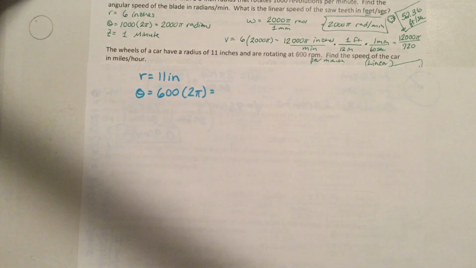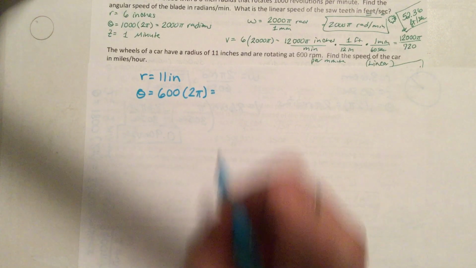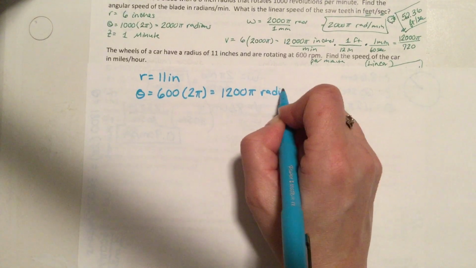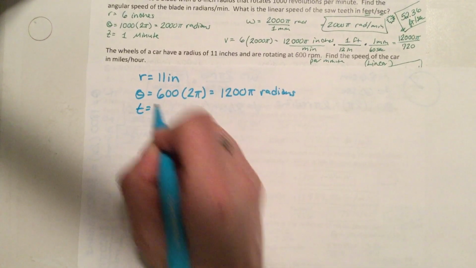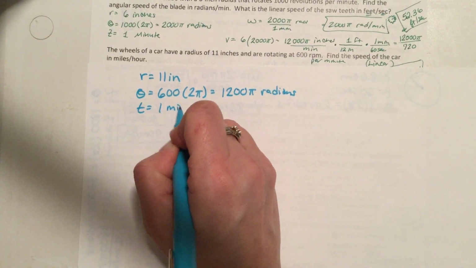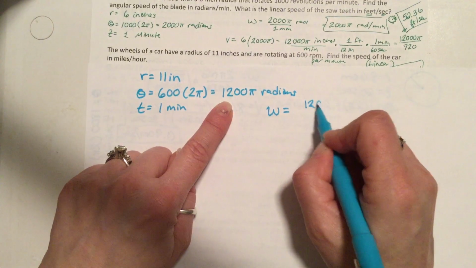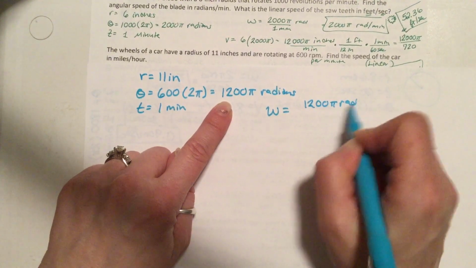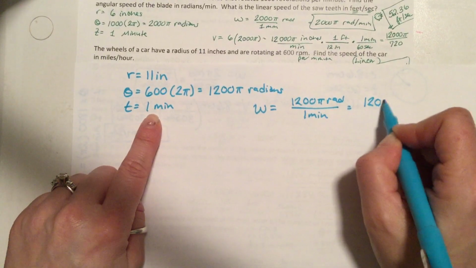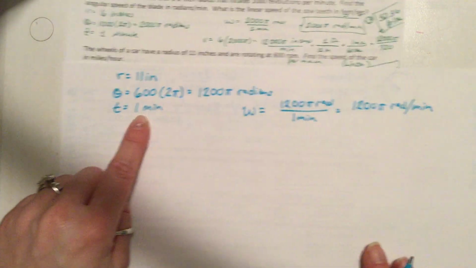Every rotation is 2 pi. So if I go ahead and take 600 times 2 pi, I have 1200 pi radians. That is theta. That happens at 600 rotations per minute. So my time is 1 minute. So if I want my angular speed, it is theta, 1200 pi radians over 1 minute. So again, I can just simply say 1200 pi radians per minute.